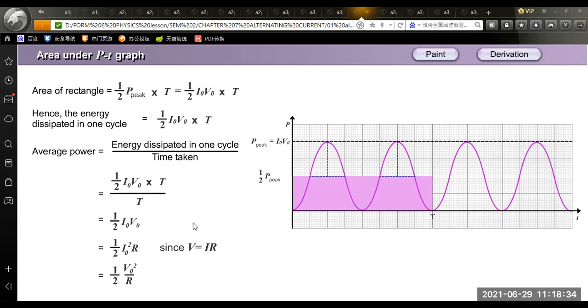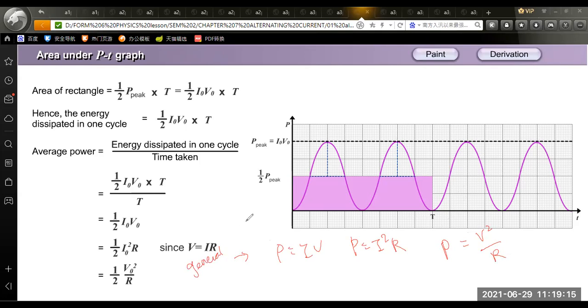So at the end we get half I naught V naught, or half I naught square R, or half V naught square over R. So that means that the power becomes half. This comes from the formula of which formula? This comes from P equal to IV, P equal to I square R, and P equal to V square over R. This is stable, in general.